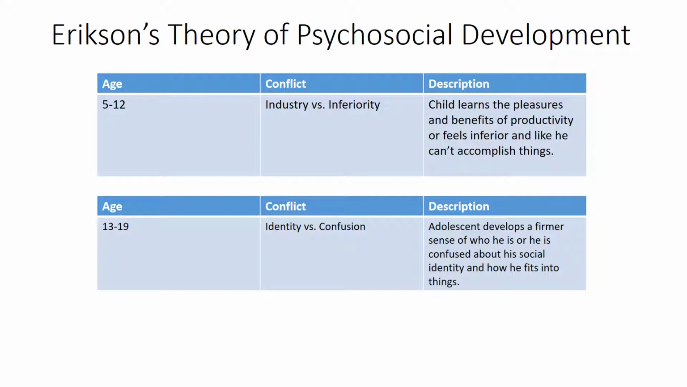If you talk about Erikson's theory of psychosocial development, then you're going to be dealing mostly with 2 stages at this level. The industry versus inferiority, where children learn the pleasures and benefits of productivity, or they feel inferior, like they can't accomplish things. Or you're going to be dealing with identity versus confusion, where students are encouraged to develop a stronger sense of who they are and their purpose in life.